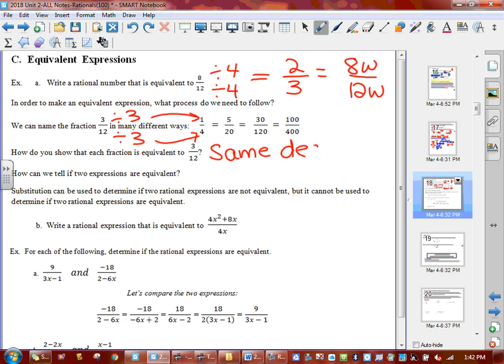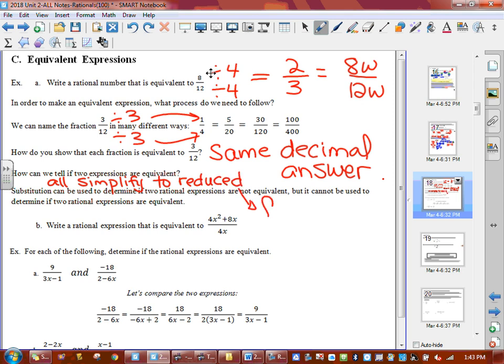Now, what if it's an expression? How can you tell if they're equivalent? They all simplify to the same reduced one. Okay, so they all simplify to reduced form. They all simplify to the reduced form.